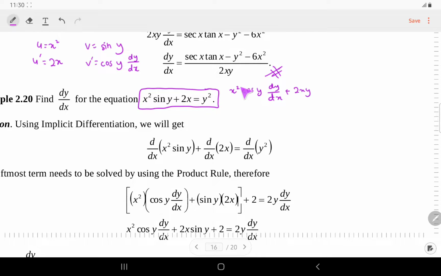This is the resulting terms when we differentiate this one. Then plus 2x differentiated becomes 2, and equals y squared differentiated, we get 2y, and then we need to put dy over dx. Then bring all the terms containing dy over dx to one side and all the terms that don't contain dy over dx to the other side.